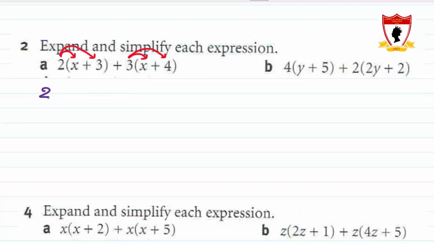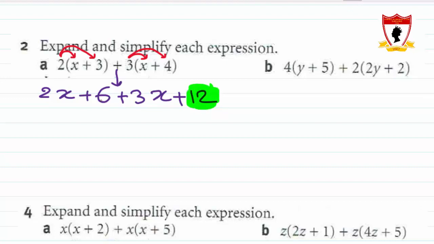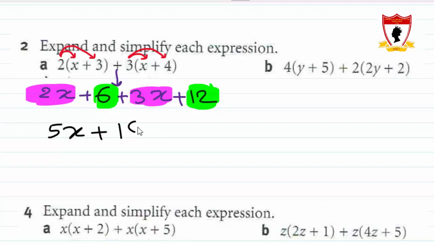2 times x is 2x. 2 times 3 is 6. The 3 is positive, the 2 is positive. That's why this plus just comes down. 3 times x is 3x. 3 times 4 is 12. Now let's add the number with the number and the x's together. Now 2x plus 3x is 5x. 6 plus 12 is 18. So this is the answer.